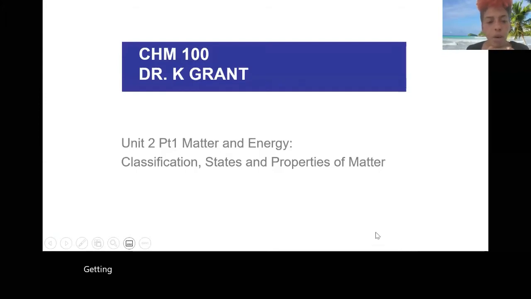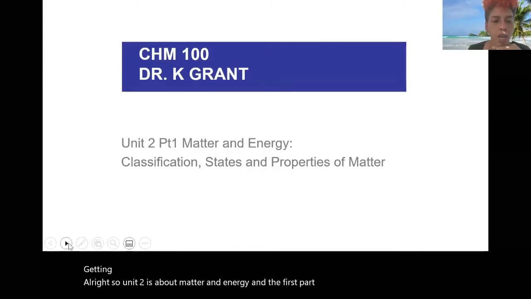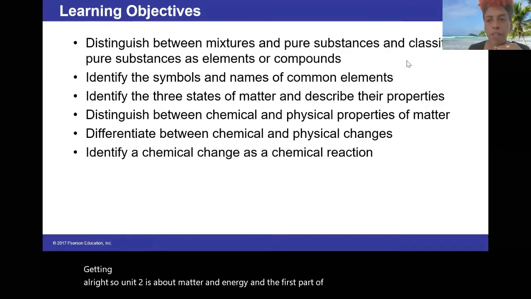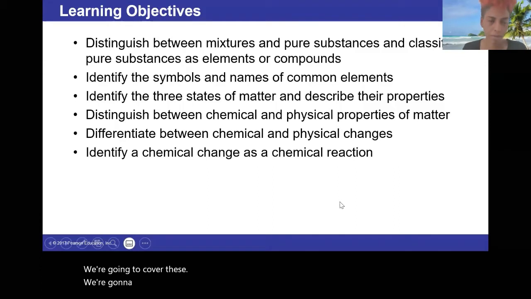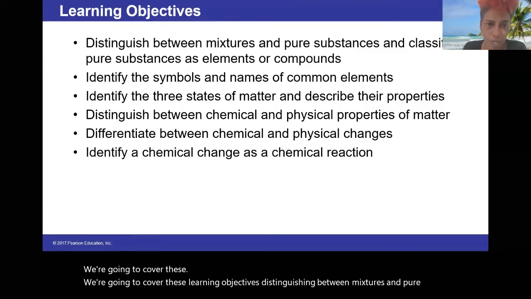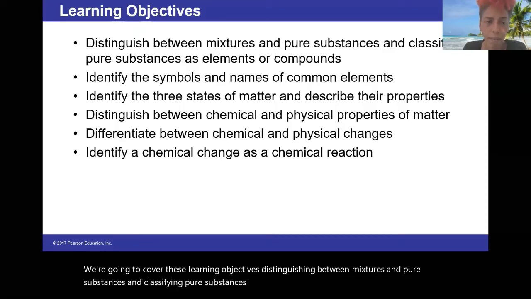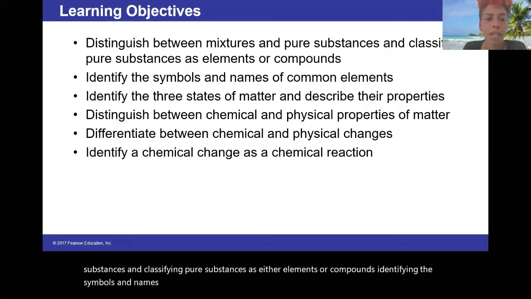All right, so Unit 2 is about matter and energy, and the first part of Unit 2, we're going to cover these learning objectives. Distinguishing between mixtures and pure substances and classifying pure substances as either elements or compounds. Identifying the symbols and names of common elements. We're going to identify the 3 states of matter and describe their properties.